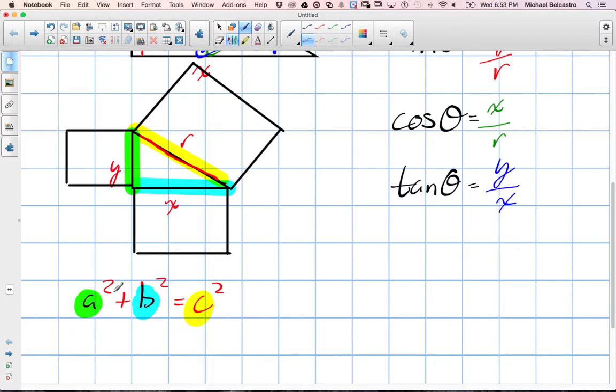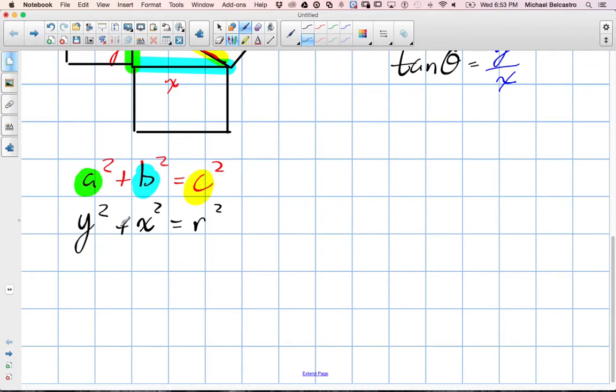So the a side is our y. So that will be our y squared. The x side is our b. So x squared is equal to the r here, which is our hypotenuse, which is our c side. So r squared. So we now have y squared plus x squared equals r squared. Same thing as Pythagoras' theorem. What we do want to do though is set this equal to 1. Right now it's equal to r squared.